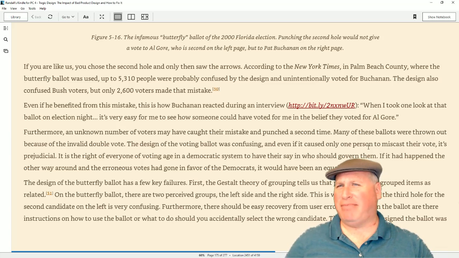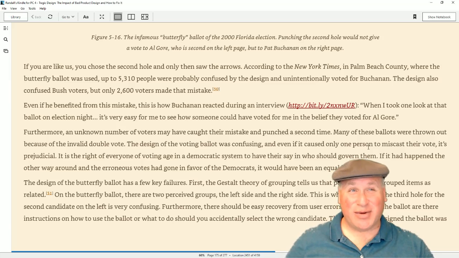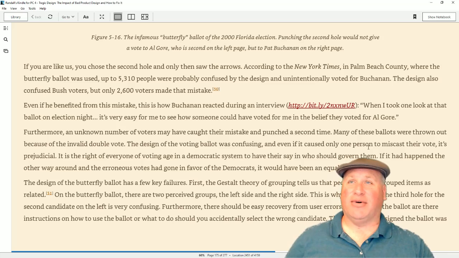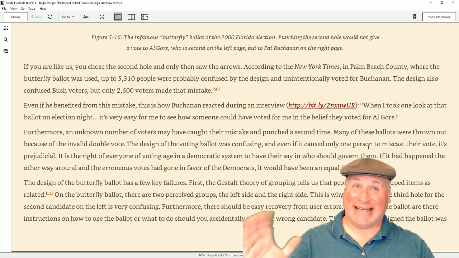When I looked at that ballot on election night, it was very easy for me to see how someone could have voted for me in the belief they voted for Al Gore. Furthermore, an unknown number of voters may have caught their mistake and punched a second time.